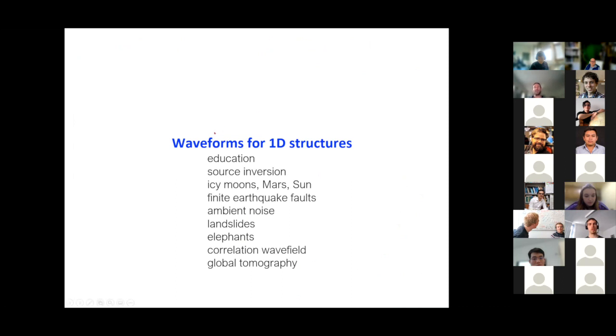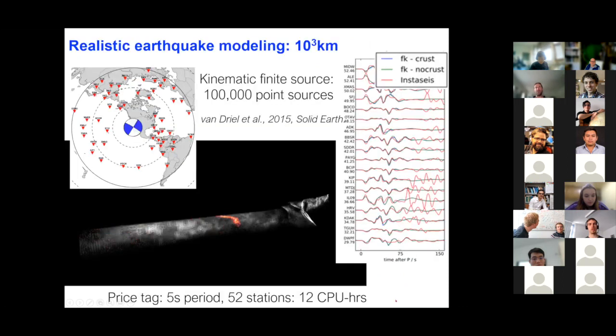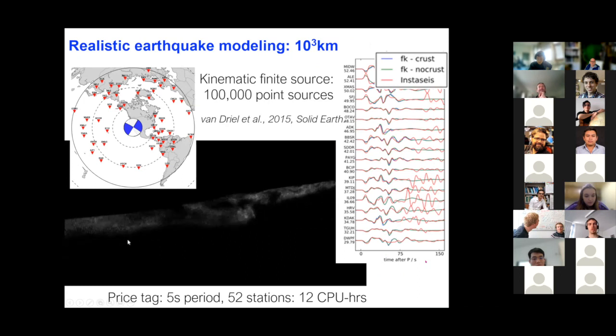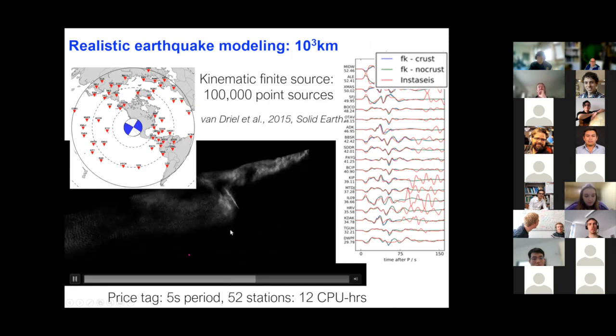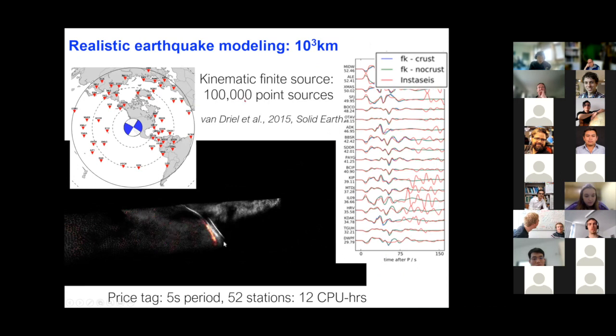And the answer is, I think, yes. Here are a number of really diverse topics, and I'll just browse through a few and show you that these at least fit the data, which is a topic in itself, whether that's an actual solution to anything. What you see here is Martin van Driel's rendition of a kinematic fault rupture over 100,000 point sources. You see how these 100,000 point sources fit the observed data extremely well, and this is in a one-dimensional background model. This is done with Instaseis, and as you see later, this becomes very cheap. We did this for 100,000 sources in 12 CPU hours, so a lot faster than an actual numerical solution.